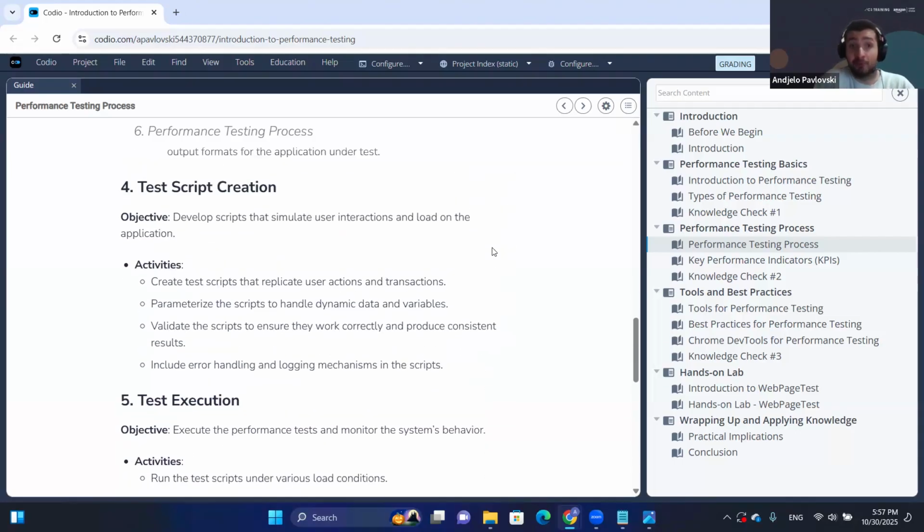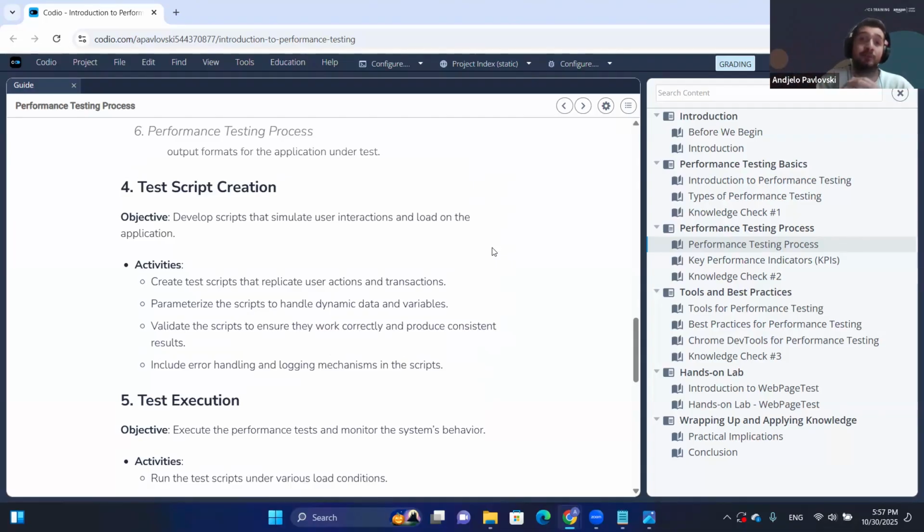Then move to the test script creation, and I would say this is probably one of the most fun parts. So you design and develop the scripts that you want to simulate the interactions, and this differs from tool to tool. So if you're using something like Gatling, let's say you're going to be writing scripts in code. So Gatling writes Java-based code for performance scripts.